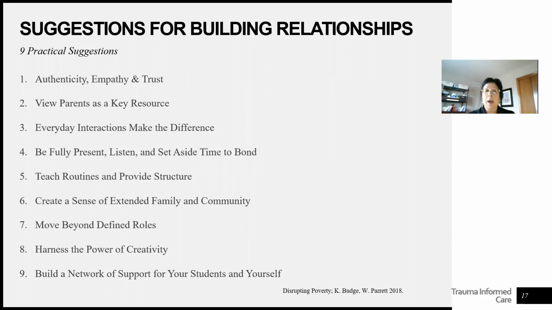Some teachers have students, in and out of their classroom, that they are assigned to make contact with once or twice a week for 3 minutes, and it's a non-school topic. So think about in your school or your classroom how you can do that. Teach routines and provide structure for them. Make sure that your school or your classroom becomes an extended family.